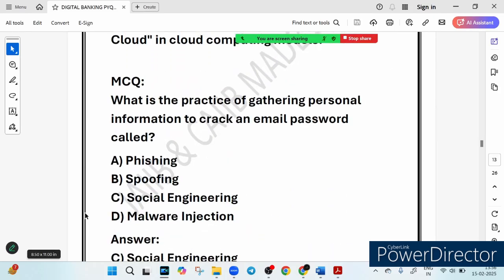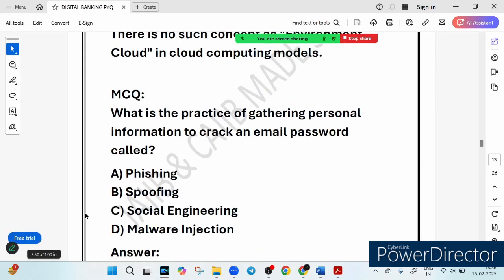Now let's see the next question. What is the practice of gathering personal information to crack an email password called? Right, so this is a very nice question. What is the practice of gathering personal information to crack an email password called?